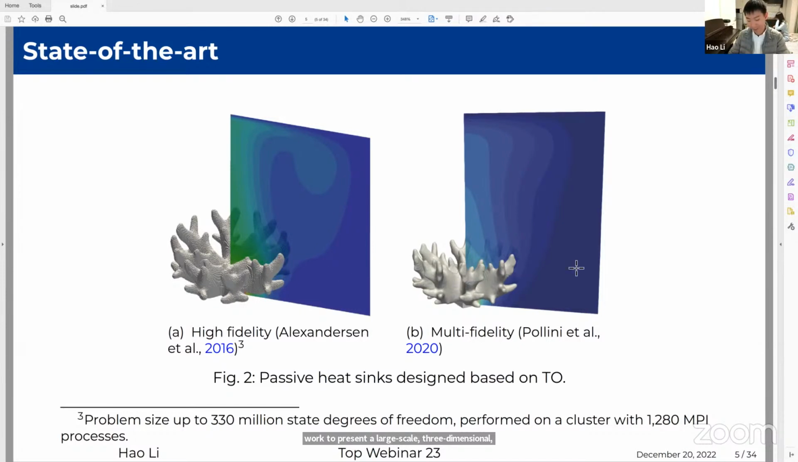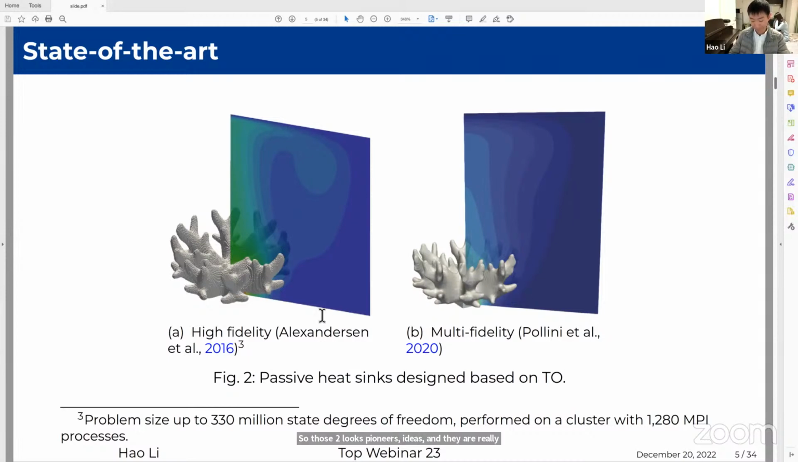Later on, Dr. Pollini proposed an optimization sequence using the high fidelity model at the beginning stage to evolve the topological configuration in the correct direction, and then switch to a low fidelity model, more specifically Bruns' approach, to accelerate the optimization process. Those 2 works pioneered ideas, and they are really impressive.